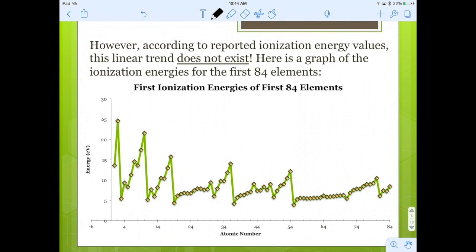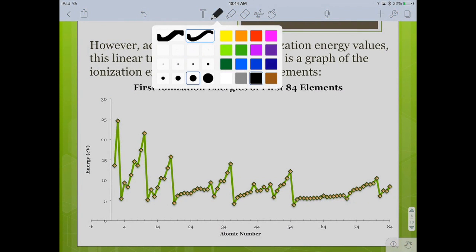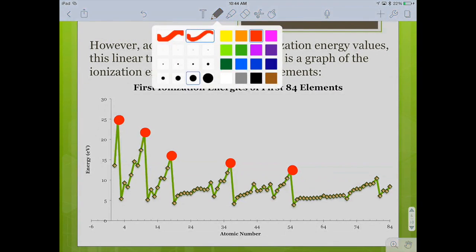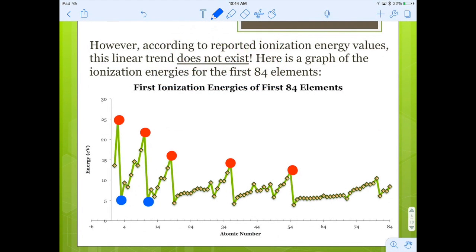However, according to reported ionization energy values, this linear trend does not exist. Here's a graph of the ionization energies for the first 84 elements. You can see that we don't have a line at all. In fact, we have a bunch of spikes and dips and miniature spikes, and then areas with no spikes at all. We have a lot of really, really interesting things happening here. Let's focus on these peaks for a second and the dips. Why are these dips happening?